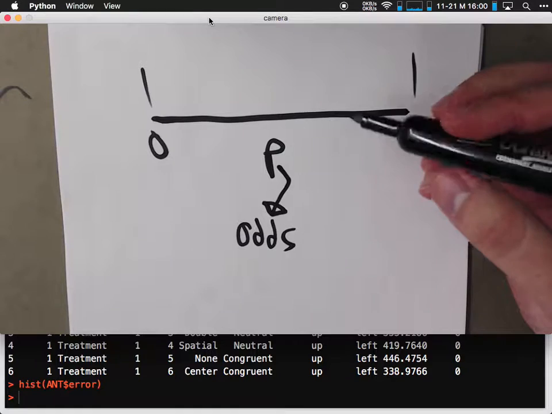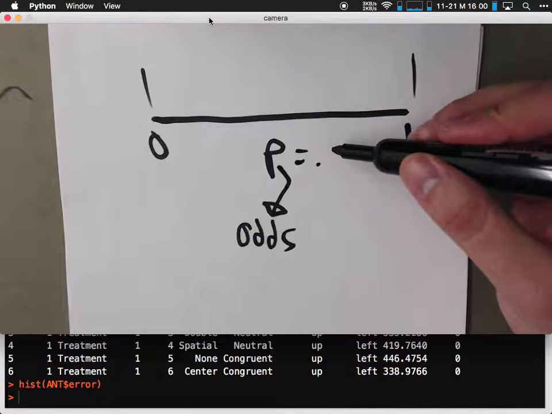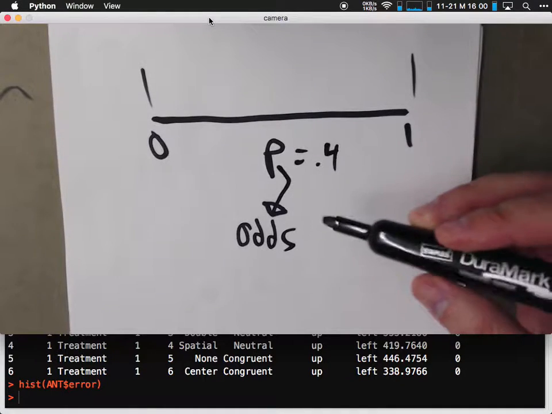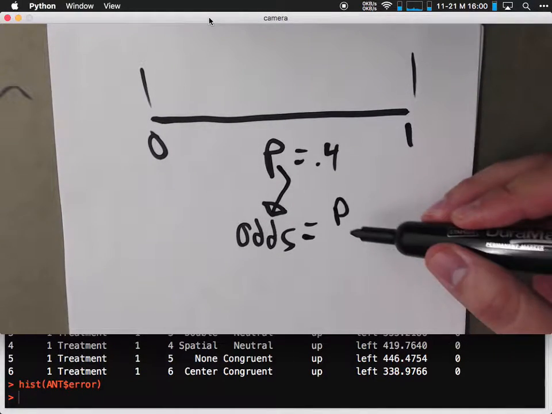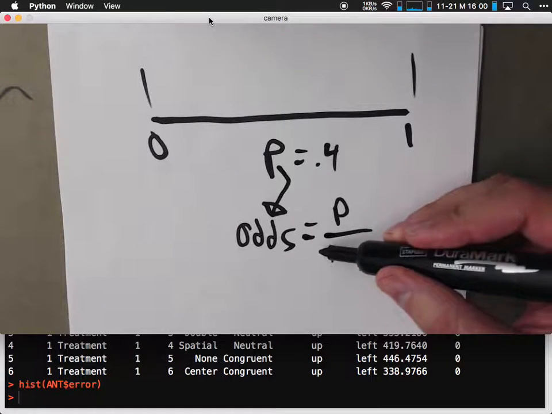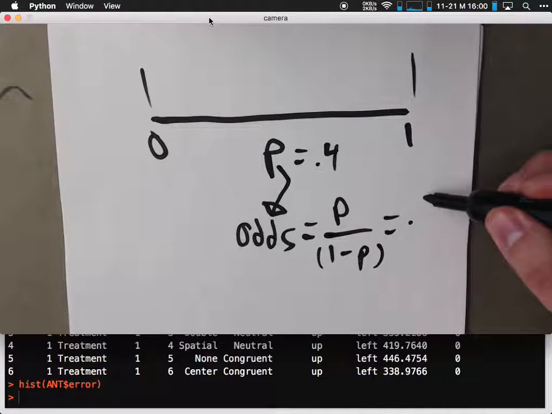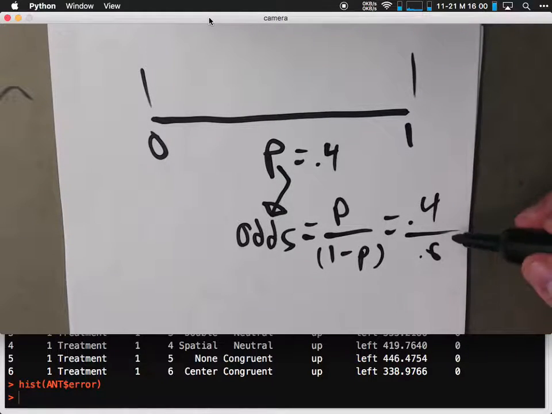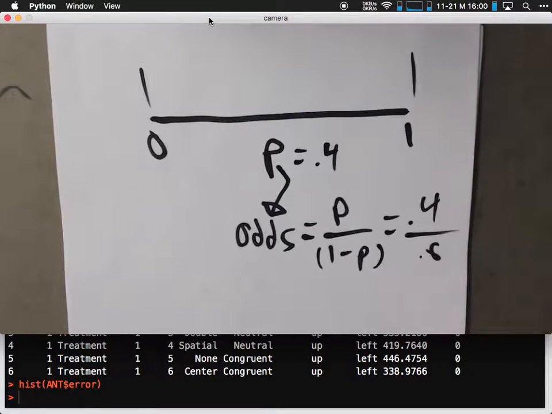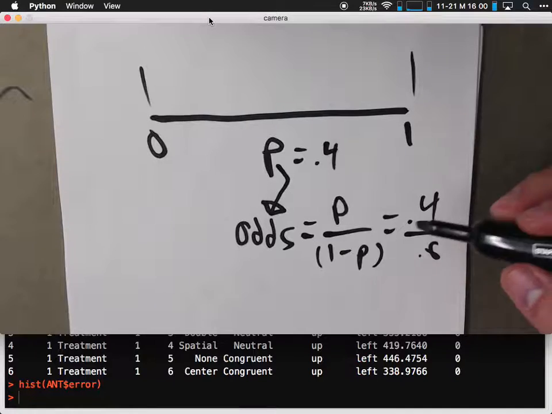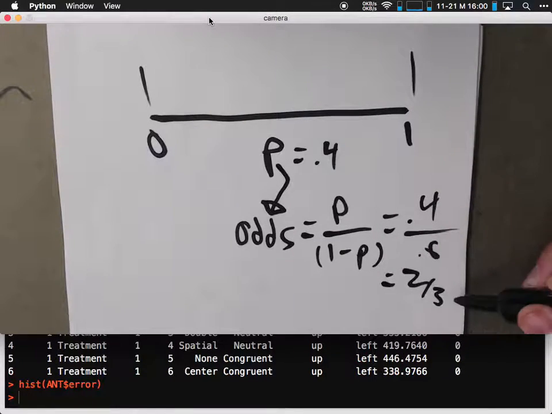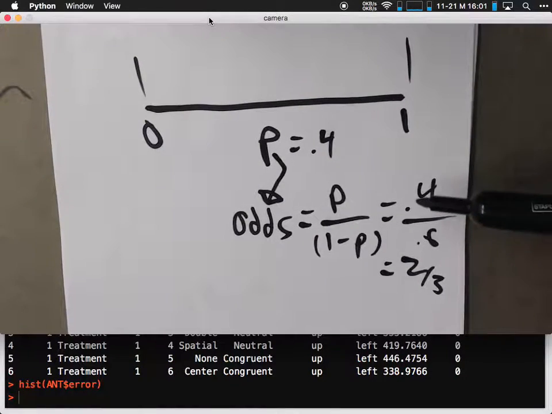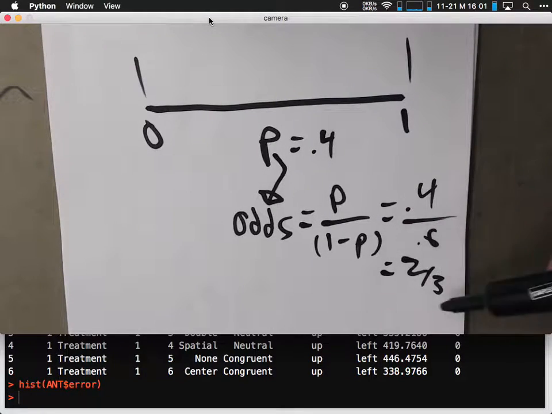The odds, say we've got p equals 0.4. Odds is p over 1 minus p. So if it's 0.4 over 0.6, odds is going to be, anybody? It's 2/3. Yeah, there we go. So equals 2/3. So odds for a medium value of 0.4 is going to be something like that.